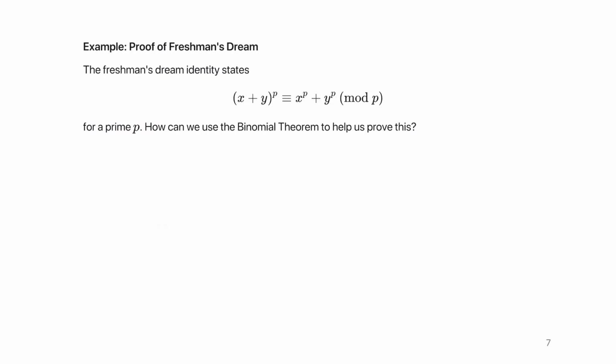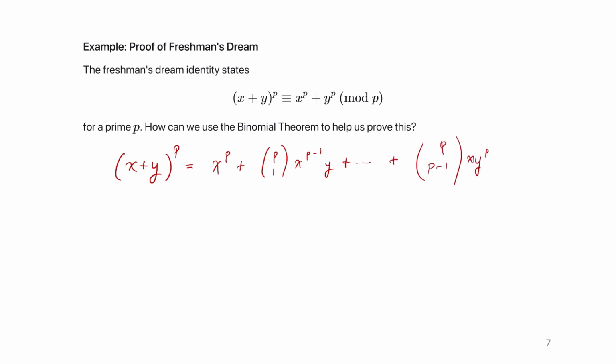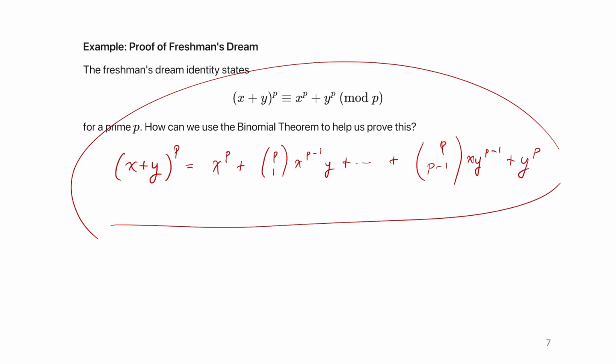Great. Then we also looked at the proof of this identity that we called the freshman's dream identity, right? And what we did was we looked at the expansion of x plus y to the exponent p, and we know it looks like x to the p plus p choose 1, x to the p minus 1 y, plus blah, blah, blah, a bunch of stuff in the middle, plus y to the p. And what we wanted to show is that this expression over here, modulo p, is equivalent to just x to the p plus y to the p.